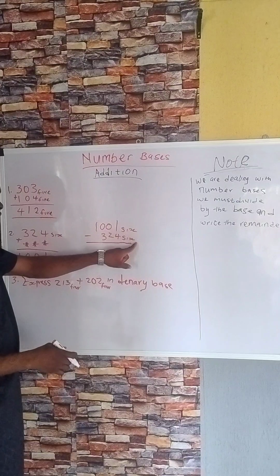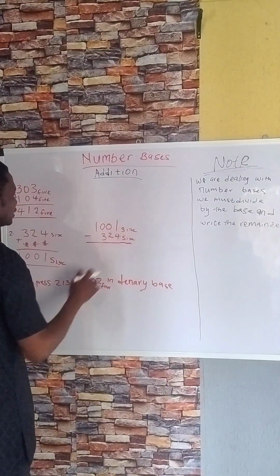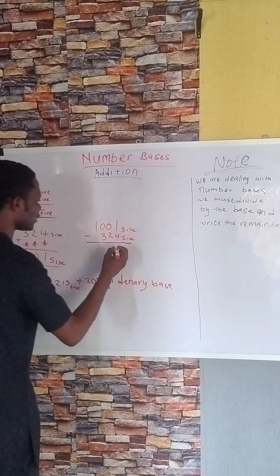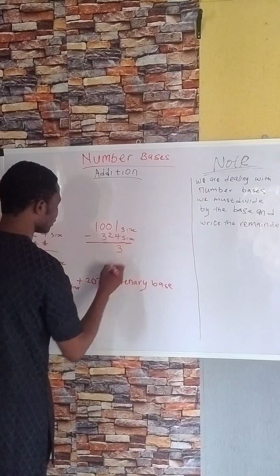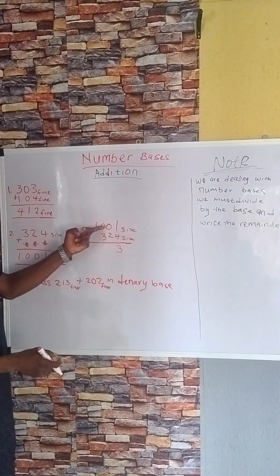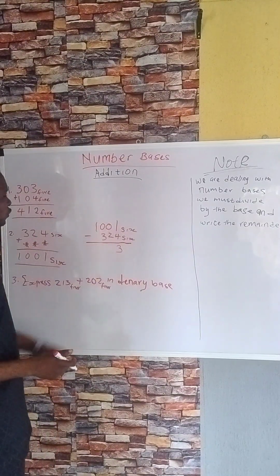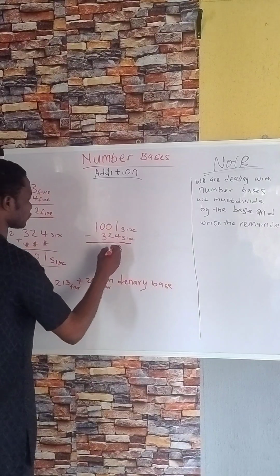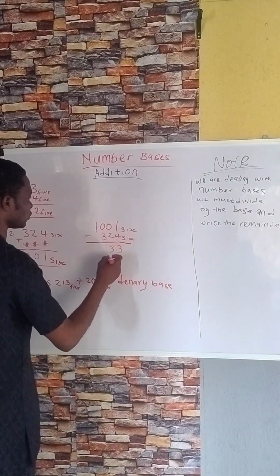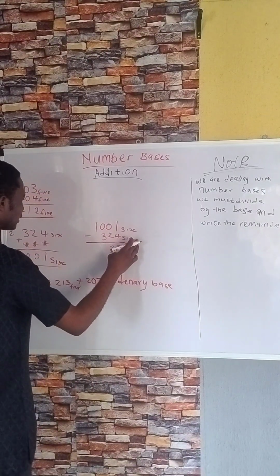We are working with base 6, remember. So 3 divided by 6 will give you 0 remainder 3. You still write down the remainder, which is 3. This is already 5. So 5 minus 2 will give you 3. So still write down the 3, which is the remainder if you divide it by 6.